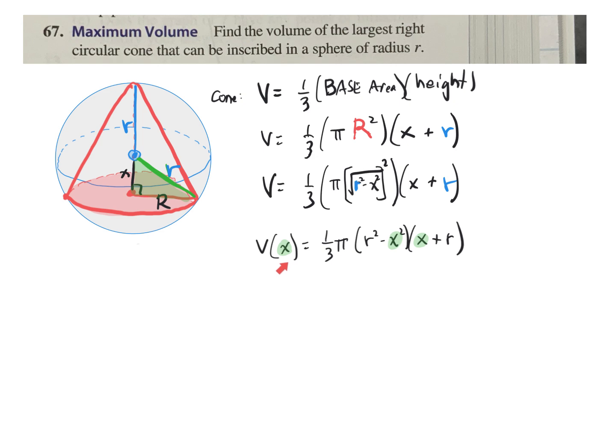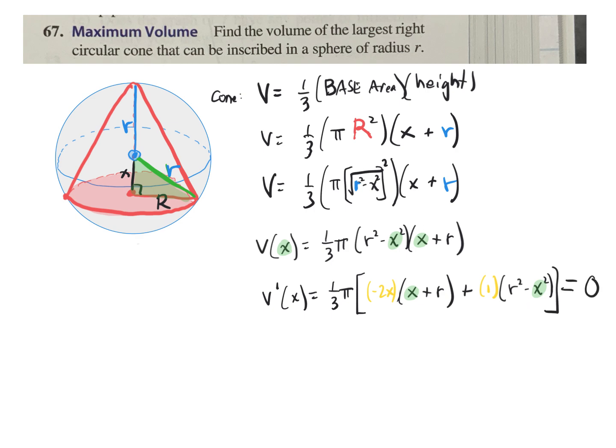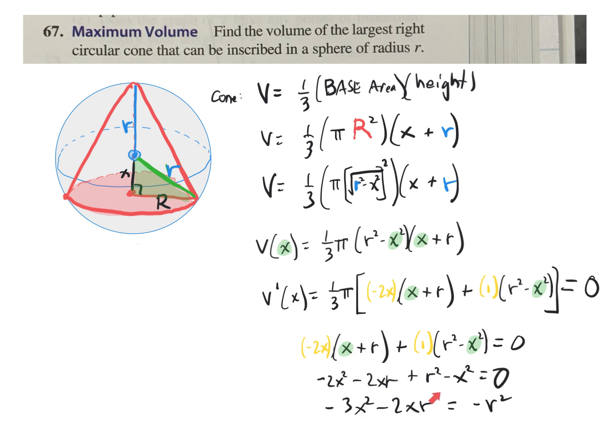To find the maximum volume, we'll set the first derivative equal to 0 and solve. I'm going to isolate that factor and find the derivative of the product of these two functions using the product rule. Derivative of the first function times the second function plus the derivative of the second function times the first function. Set that equal to 0. Distribute. Combine like terms. Get the constants on the right side. Keep all the terms with x's on the left side.